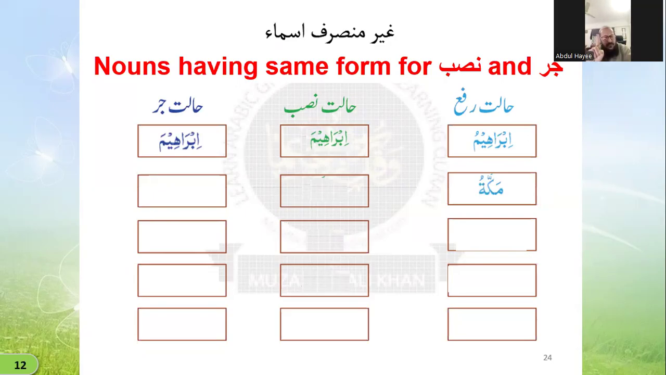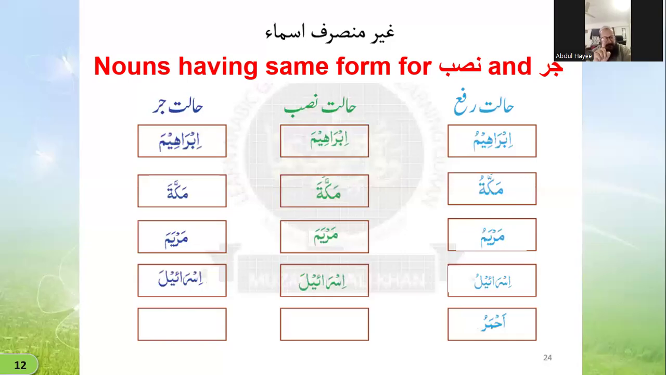Makkatu, Makkata, Makkata. Maryamu, Maryama, Maryama. Israelu, Israela, Israela. Ahmaru, Ahmara, Ahmara. They are dicot. They have only two forms.